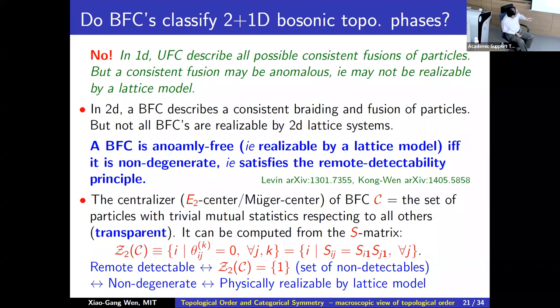Remember we describe topological order using the S and T matrices. If you know the S matrix, you can compute what is detectable and what is not detectable. But anyway, I won't go into detail here. From here we just want to say that some braided fusion categories are detectable, and some are anomalous. The non-degenerate one is called a modular tensor category. So braided fusion category is more general, it could be degenerate, and the modular tensor category is a subset of that, satisfying this remote detectability. It's anomaly free, and they are all realizable. The modular tensor categories are all realizable, at least that's a conjecture. We think they are all realizable.